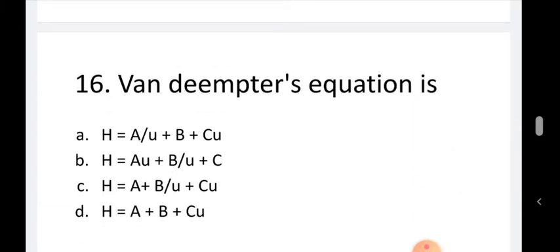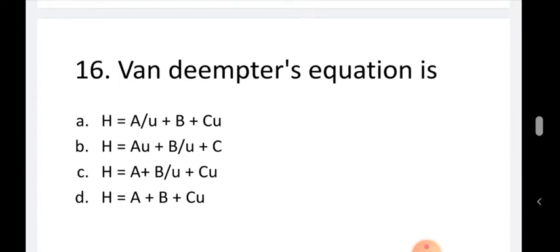Van Deemter's equation is H is equal to A by U plus B plus CU, H is equal to AU plus B by U plus C, H is equal to A plus B by U plus CU, H is equal to A plus B plus CU. Well, the correct answer is C, that is H is equal to A plus B by U plus CU.